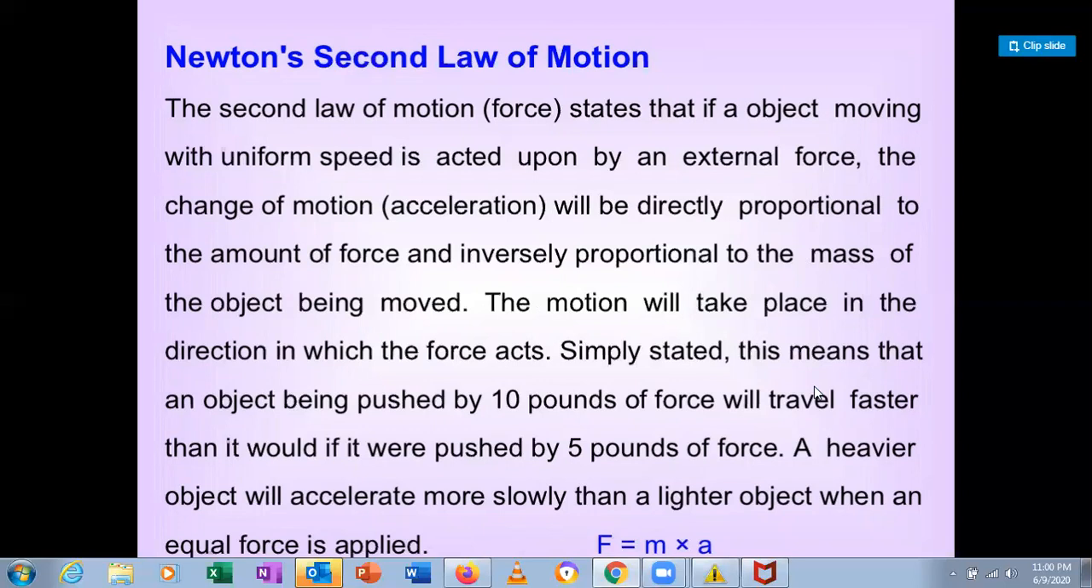Simply stated, this means that an object being pushed with 10 pounds of force will travel faster. It means that F is equal to ma. It is called the rate of change of momentum. You have already studied this in the lower classes, but we have to understand how these forces will act upon the aircraft.